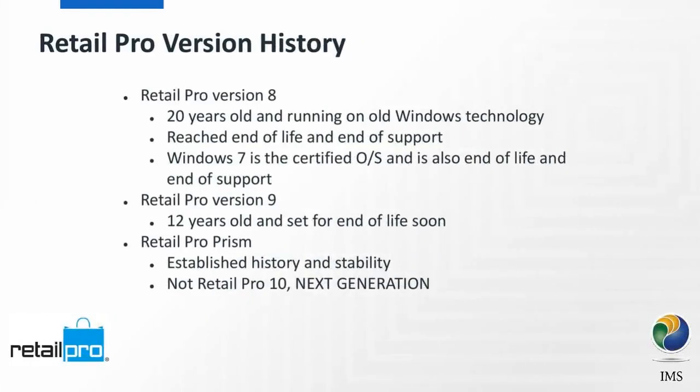Before we review some Prism features and highlights, I just want to start with the version history of Retail Pro. While there are likely some people on here, based on the list of attendees, whose experience goes back further than version 8, version 8 is as far as we're going to go back today. We're going to look at version 8 and version 9, mainly because version 8 is 20 years old, so we're not going to go any further back than that. But guess what? Even at 20 years old, it's still out there and it's still running.